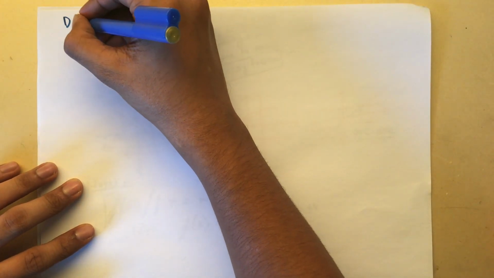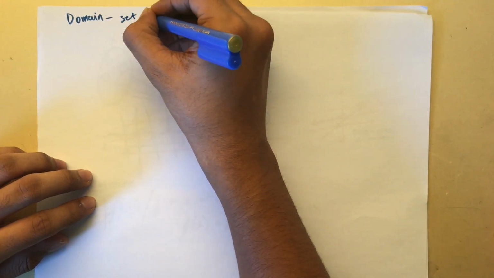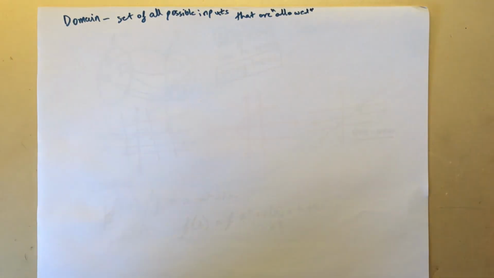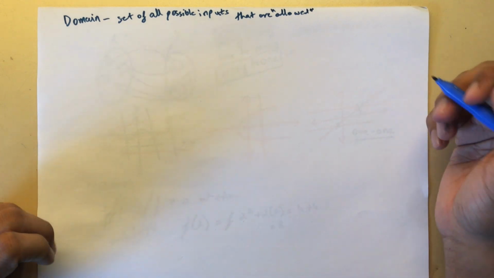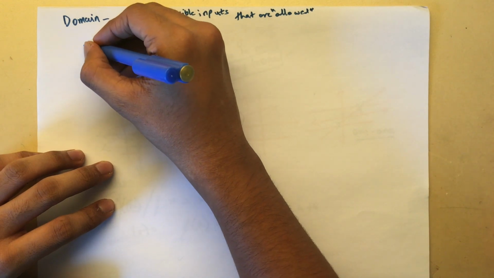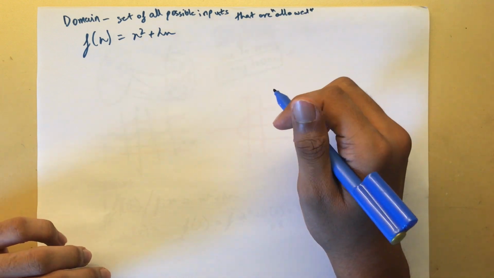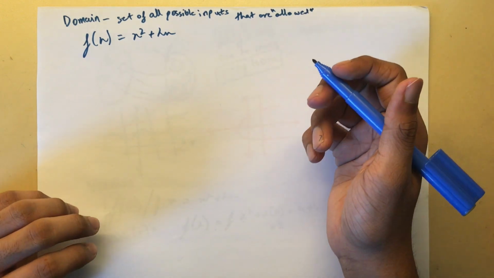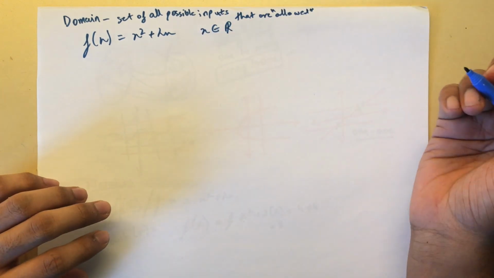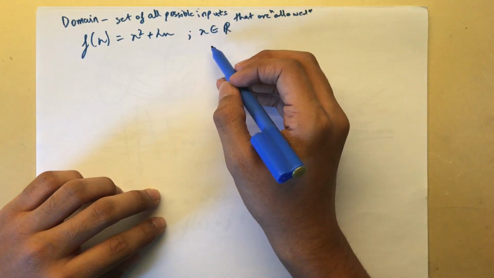So now another important thing is the domain. What the domain really is, is a set of all the possible inputs that are allowed. Now, this allowed means that there is no mathematical error when we input those values. So, let's say we're given a function that's f of x is equal to x squared plus 2x. We would assume that we are looking at this in a real number line. So, x could be any value that is on the real number line, and there is no mathematical error if we input any values in the real number line.